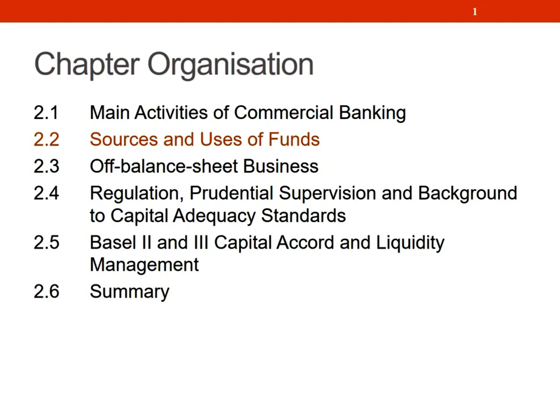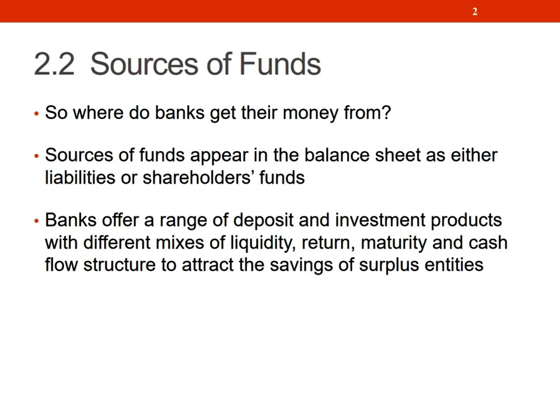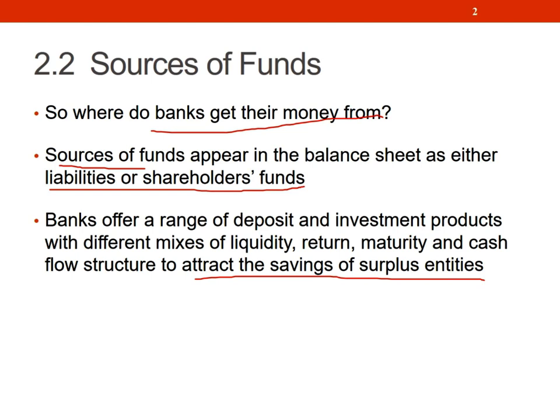So let's have a look at the sources and uses of funds for banks. So where do banks get their money from? Well, sources of funds appear in the balance sheet for a bank as either liabilities or shareholders' funds. And what banks do to try and attract the savings of surplus entities is they offer a range of different deposit and investment products with different characteristics so that they're attractive to these surplus entities.